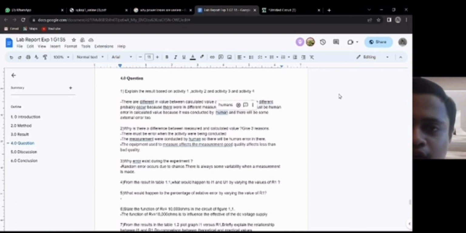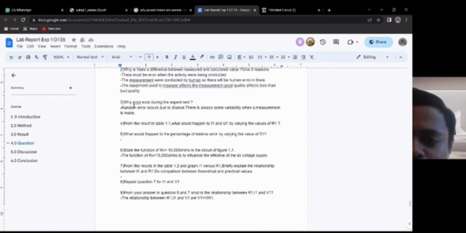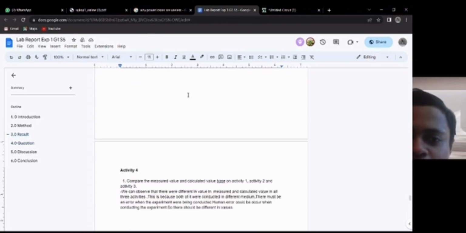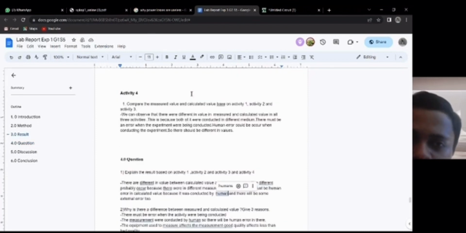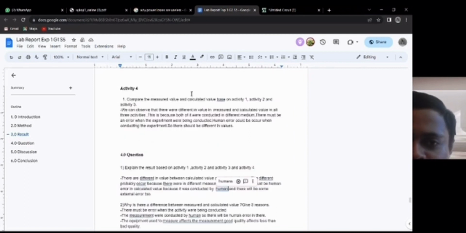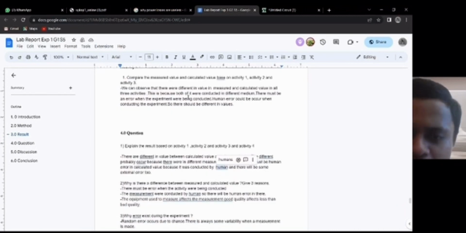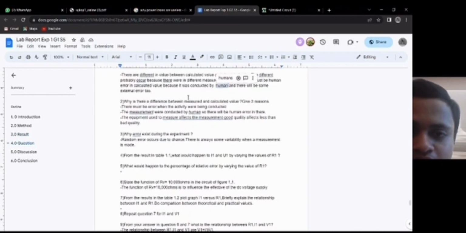So I will be presenting about the questions about the experiment. There are a few questions about the experiment. We have 12 for the DC and one question for the AC. The question is about how we need to compare the measured value and calculated value based on activity 1, activity 2, and activity 3. That is for the AC experiment, AC voltage.